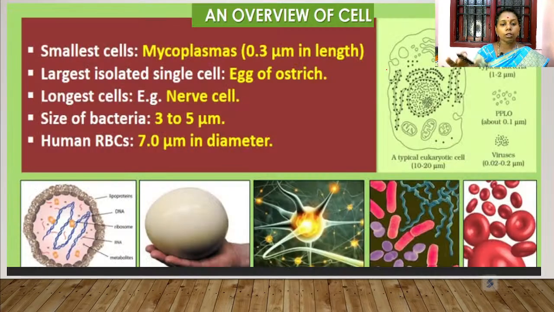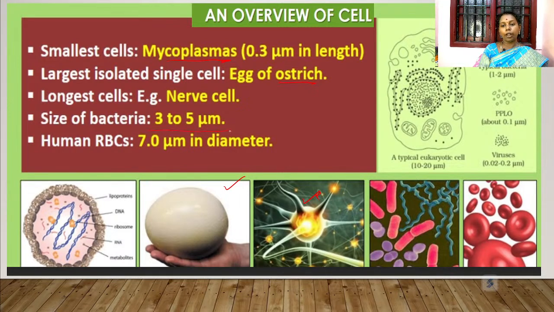So we discussed, of course, cell theory. I hope you are clear. And this is very important. The smallest cell is mycoplasma, and the largest cell is ostrich egg. The longest is the nerve cell. So you can see the nerve cell here.